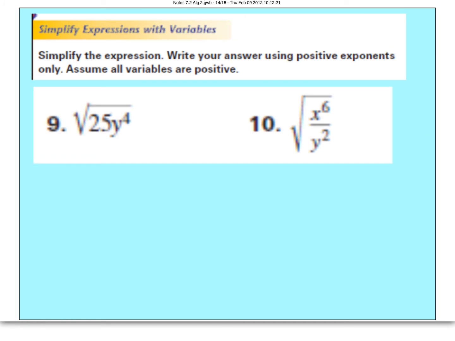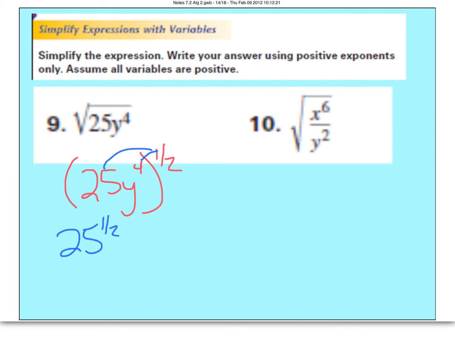Looking at a few more, 9 and 10 are great extra review. Again, this is a square root symbol, so I'm going to rewrite the square root symbol as a 1/2 power, and then distribute that 1/2 power to all the pieces. 25 to the 1/2, y to the 4th times 1/2. Square root of 25 is 5. 4 times 1/2 is going to be 2, so we get 5y squared.